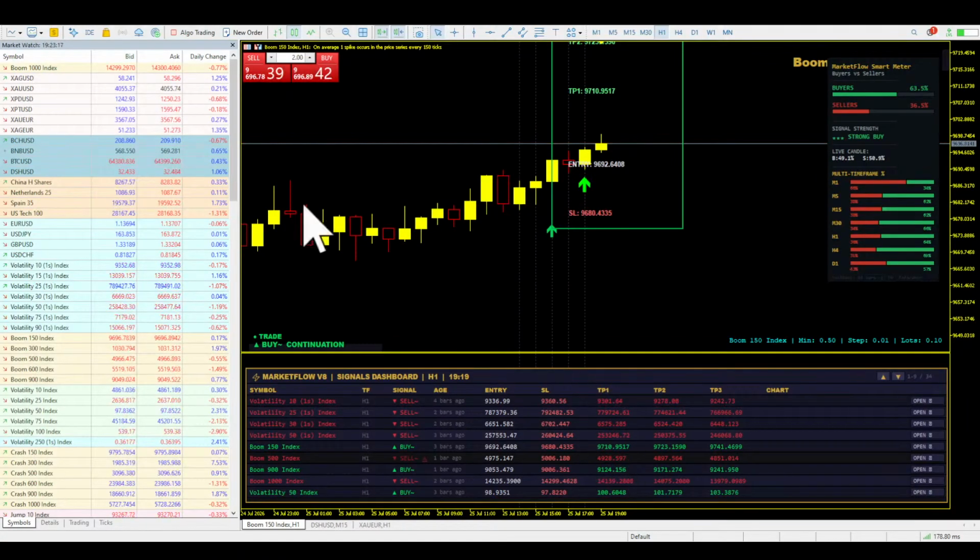On the screen right now, we actually have three indicators working at the same time. I'm just going to direct you to the different indicators that are on here. We have the signals dashboard, which is the one at the bottom with the different signals. You see this panel at the bottom, that's the signals dashboard. And part of the signals dashboard are these levels on the chart. So that's the first indicator.